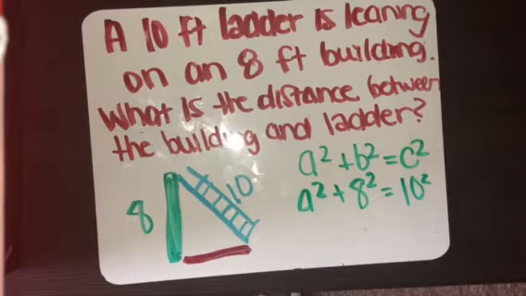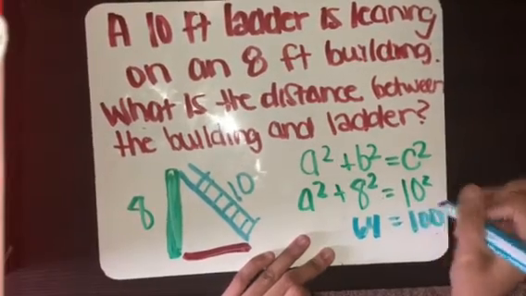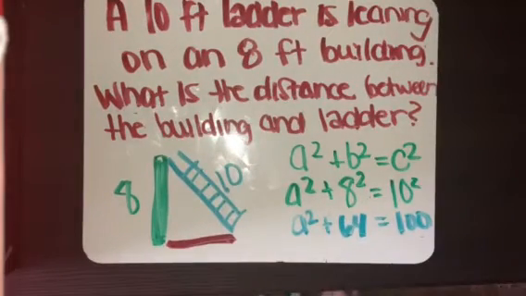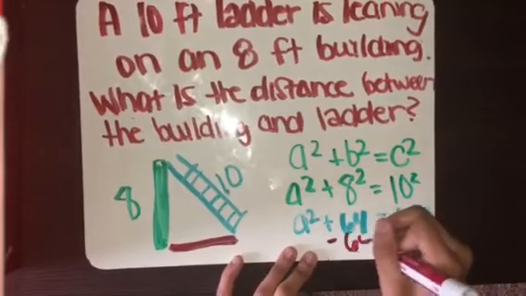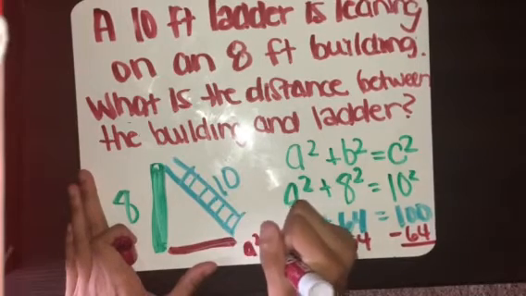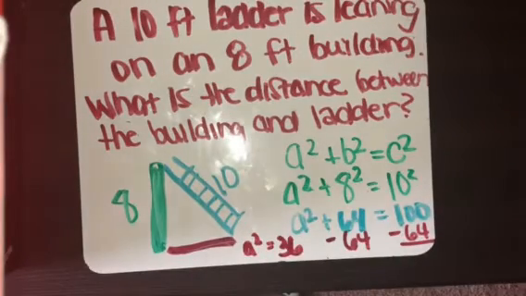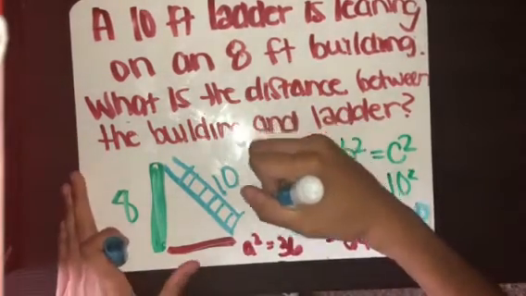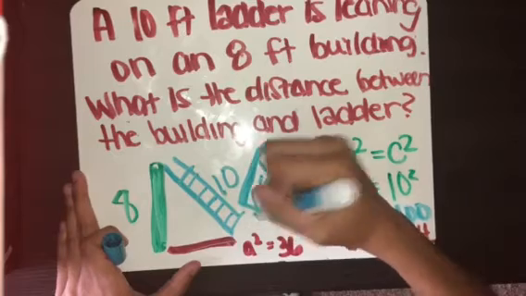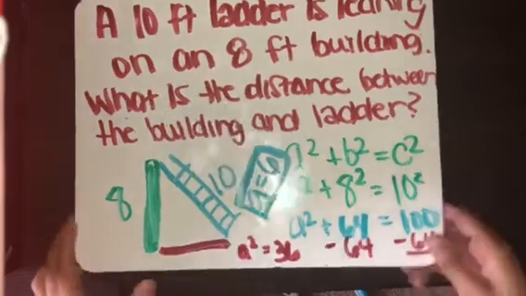8 squared is 64, and c squared is 100. So a squared plus 64 equals 100. Remember, it's like solving an equation, so we want to subtract 64 from both sides. A squared is going to equal 36, but to get rid of that square, we want to square root it. The square root of 36 is 6. So a equals 6. Very simple. It's just a matter of drawing your pictures and making sure you understand what sides are given. So we're going to try one more.